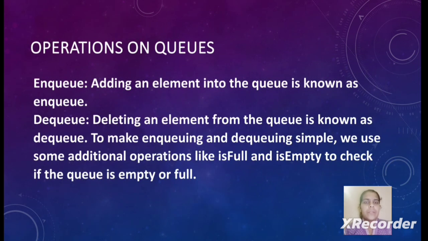Operations on queues: enqueue and dequeue. Adding an element into a queue is known as enqueue. Deleting an element from the queue is known as dequeue. To make enqueuing and dequeuing simple, we use some additional operations like isFull and isEmpty to check if the queue is empty or full.